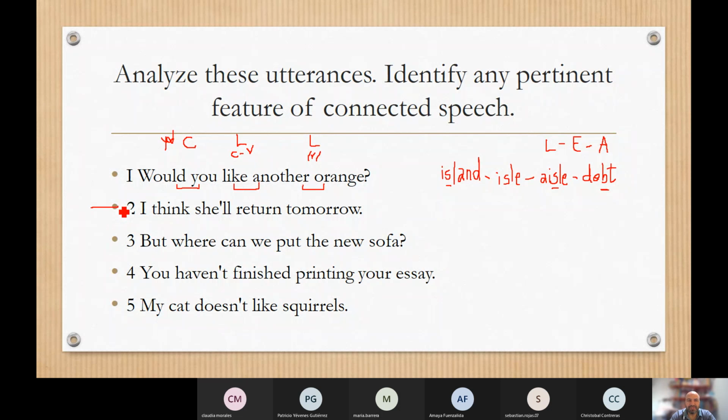Shall we move on to the next one? Number two. Would anyone like to read it aloud several times, like three or four times? Just read it aloud, and then we all take care of the analysis.